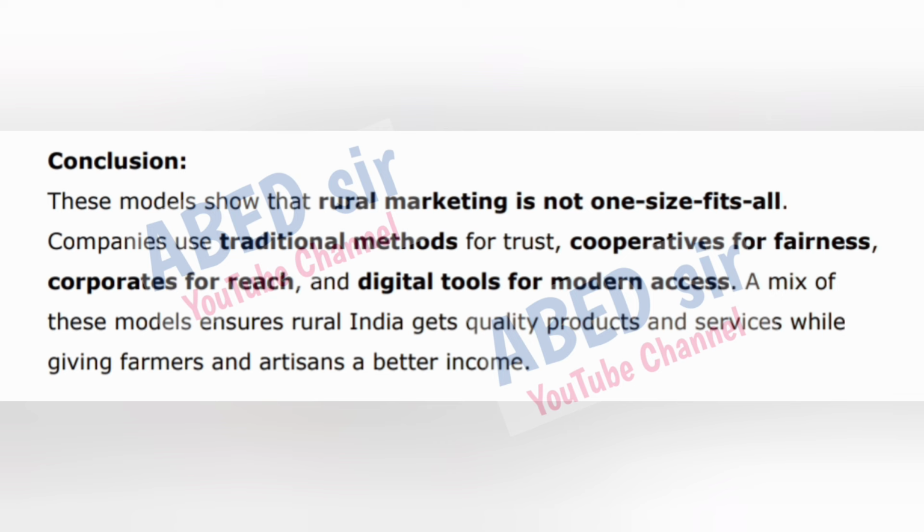Conclusion. These models show that rural marketing is not one-size-fits-all. Companies use traditional methods for trust, cooperatives for fairness, corporates for reach, and digital tools for modern access. A mix of these models ensures rural India gets quality products and services while giving farmers and artisans a better income.